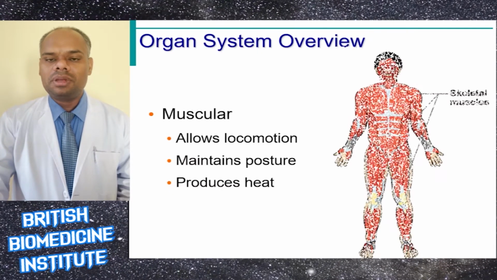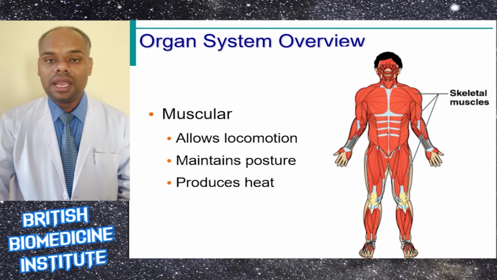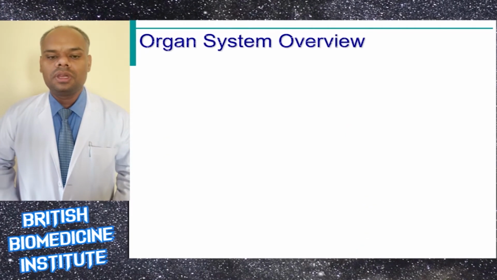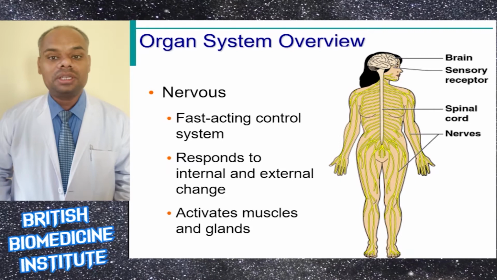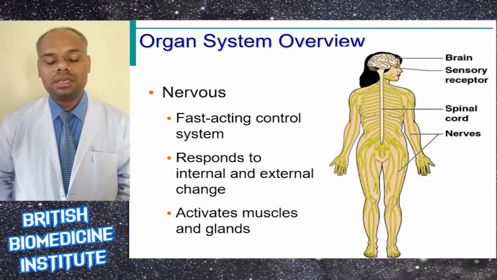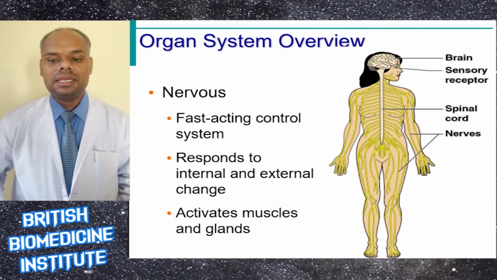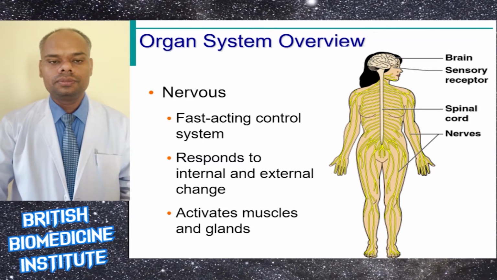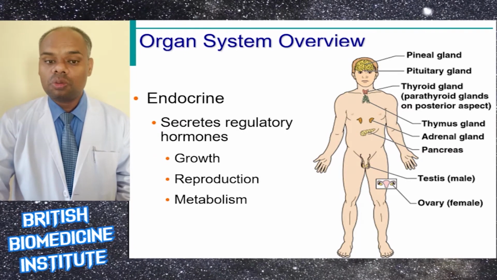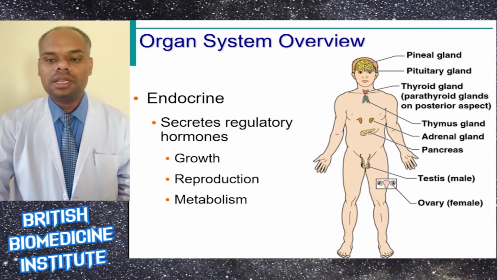The muscular system helps in locomotion. It maintains posture and also produces heat. The nervous system is the fast-acting control system, and it usually responds to internal or external stimuli or any changes, and it also activates muscles and glands. The endocrine system helps in secretion of various hormones like growth hormone. It helps in reproduction and also helps in metabolism.